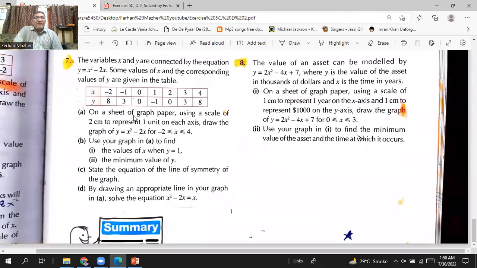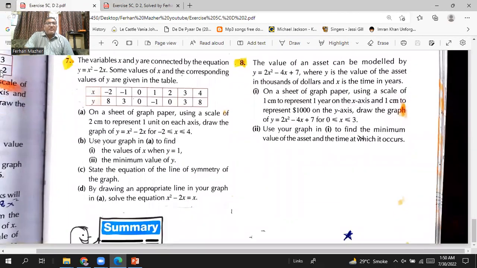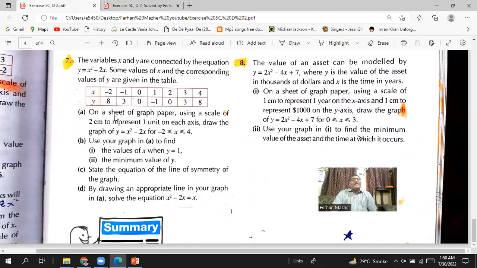Okay, so now we are going to the next question. The next question coming up on your screen is question number 7. It says the variables x and y are connected by the equation y is equal to x squared minus 2x. Some values of x and the corresponding values of y are given in the table. So this table is already completed. Question number 7, the values of x and y are completed.